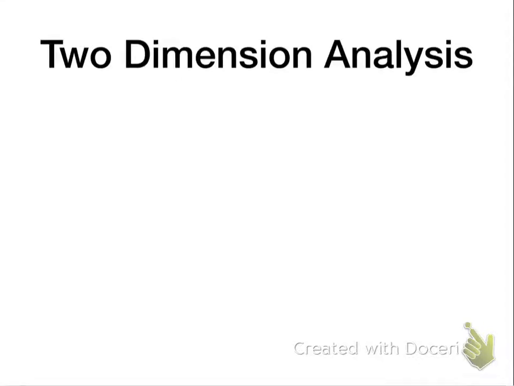So in this video, we're going to talk about two-dimensional analysis. Remember that two-dimensional analysis involves both a value in the numerator and a different dimension in the denominator. For example, a two-dimensional analysis problem would look like converting 40 miles per hour into meters per second. This would be two dimensions.